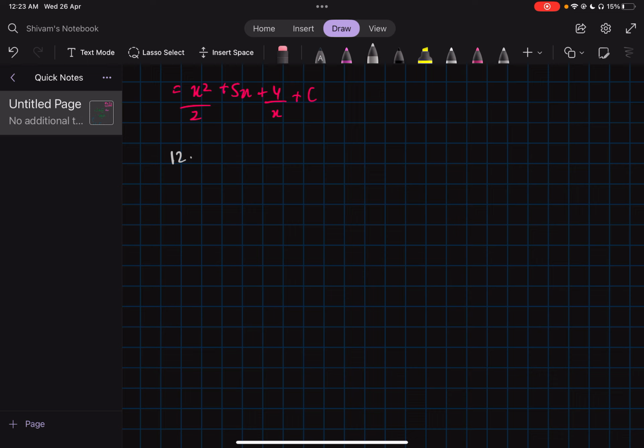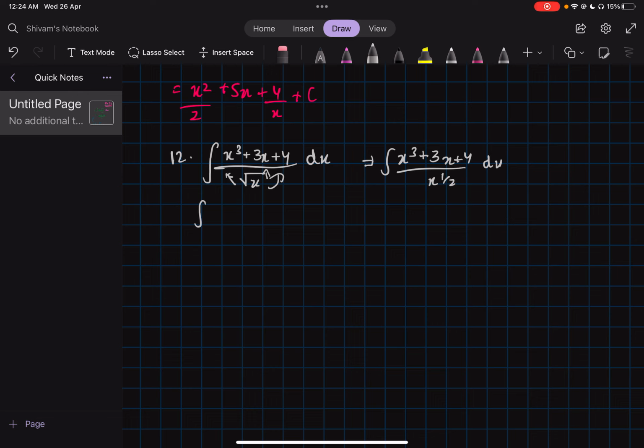Right. The 12th question is: you're going to want to integrate this. Again, you want to distribute the denominator to each of those terms separately. We can just write this as x cubed plus 3x plus 4 over x to the half power, dx.